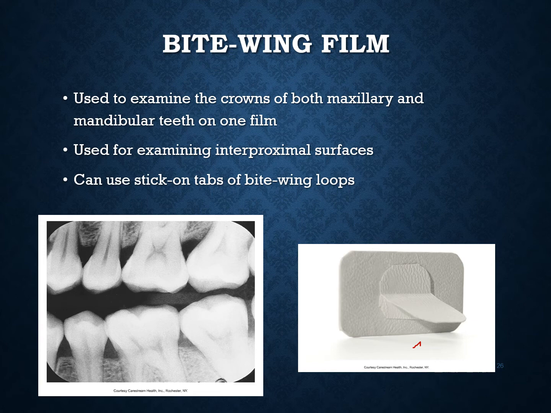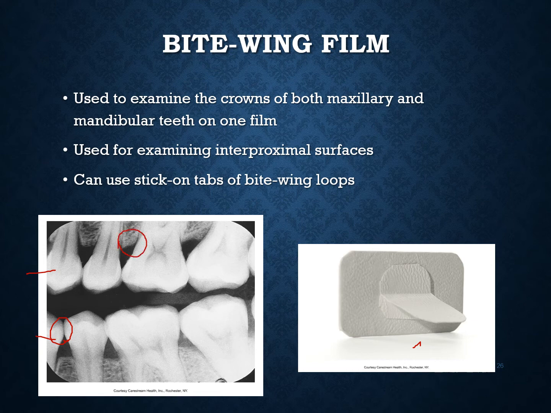The bite wing is used to examine the crowns of both maxillary teeth and mandibular teeth on one film. It's mostly used for examining the interproximal spaces in between teeth. So this is what the dentist uses to look for cavities. It's the best type of radiograph to look for cavities, and it's also the best radiograph for looking at bone loss.